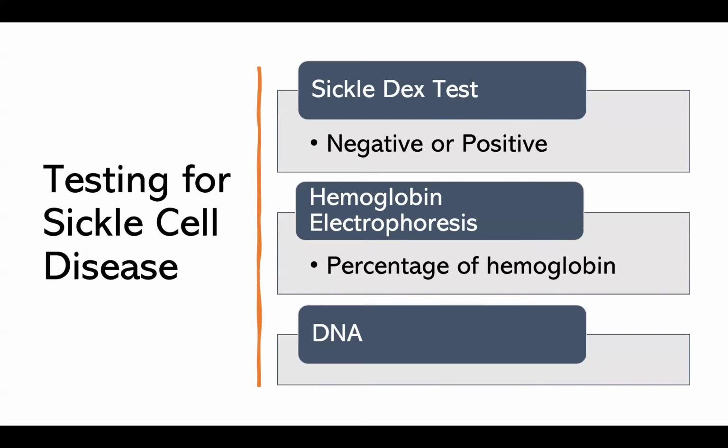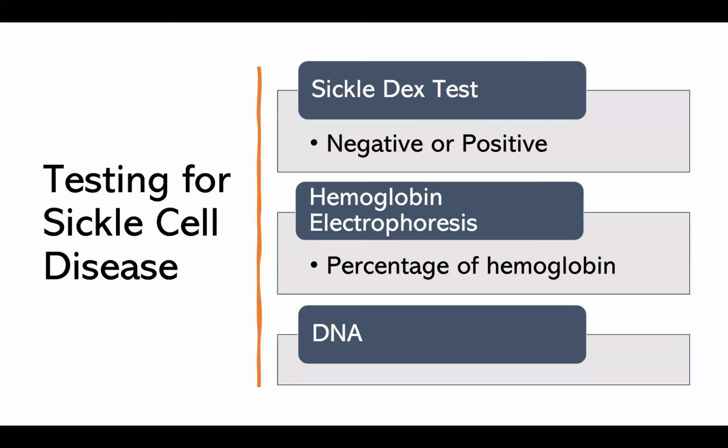A few other ways that you can test for sickle cell disease. One is the sickle dex test. It's a pretty common test. It's really just looking for sickle within the blood. So for our patient who is AA, it would come back negative. But for our parents who are a trait and our patient who has actual SS, it'll come back positive. So it's not the best test to actually determine if someone has disease or trait. It really just detects the sickle within the blood.